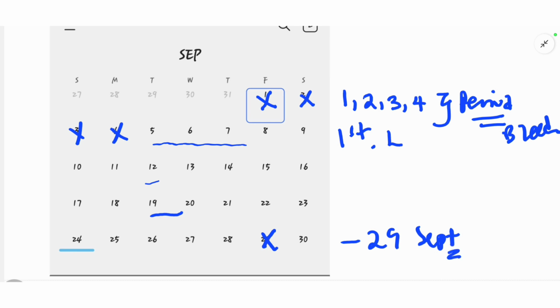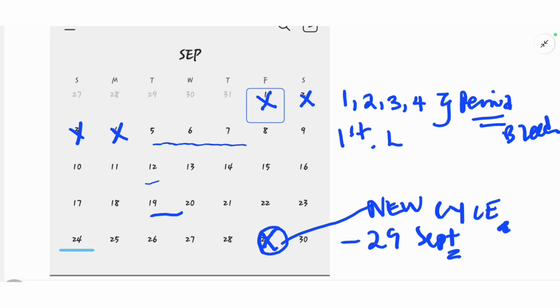When you look at this, to get the exact length of your menstrual cycle, you count the number of days from the 1st of September up to the 29th. The 29th is when the next cycle started, that is the new cycle. To get the length of the menstrual cycle, you count the number of days from the 1st up to the 29th.